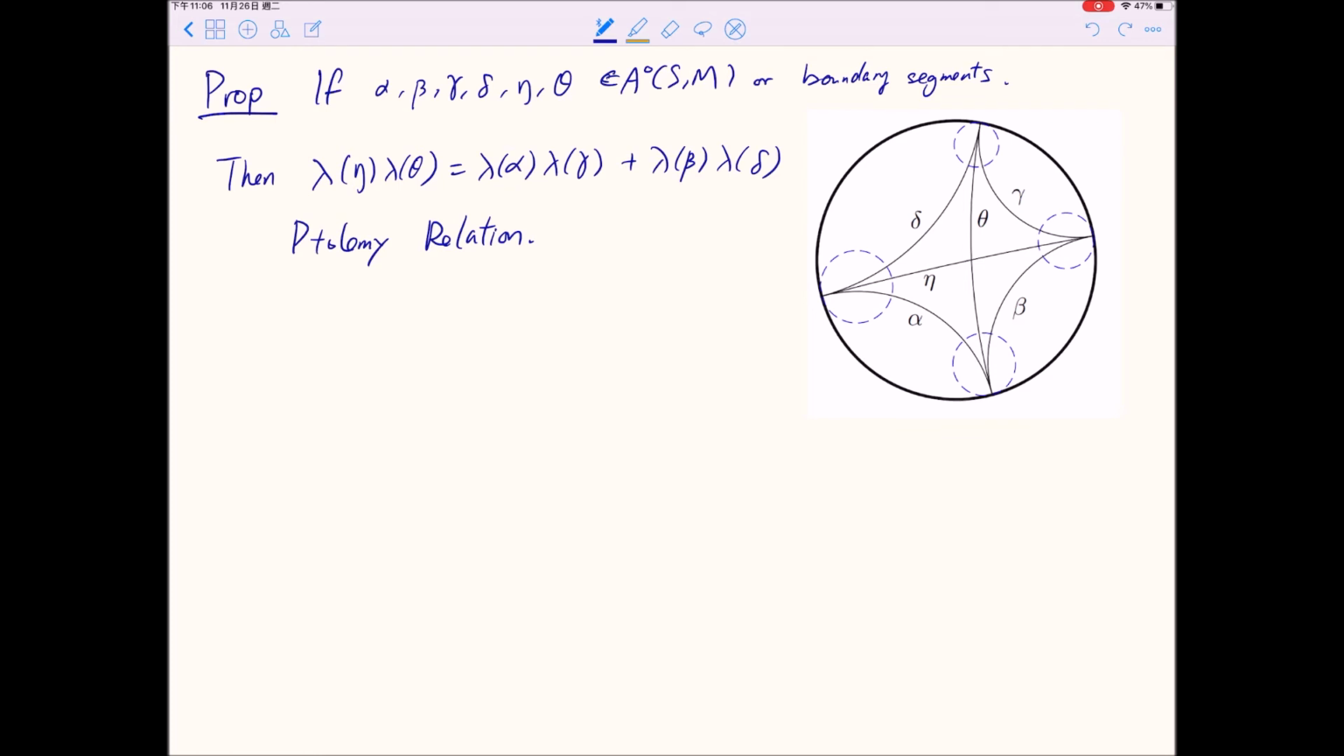So we see that this is a direct generalization of the classical Ptolemy relation, where you have straight lines embedded in a circle. It turns out that the proof of this proposition follows directly from the classical Ptolemy relation. So let's try to see how this is solved.